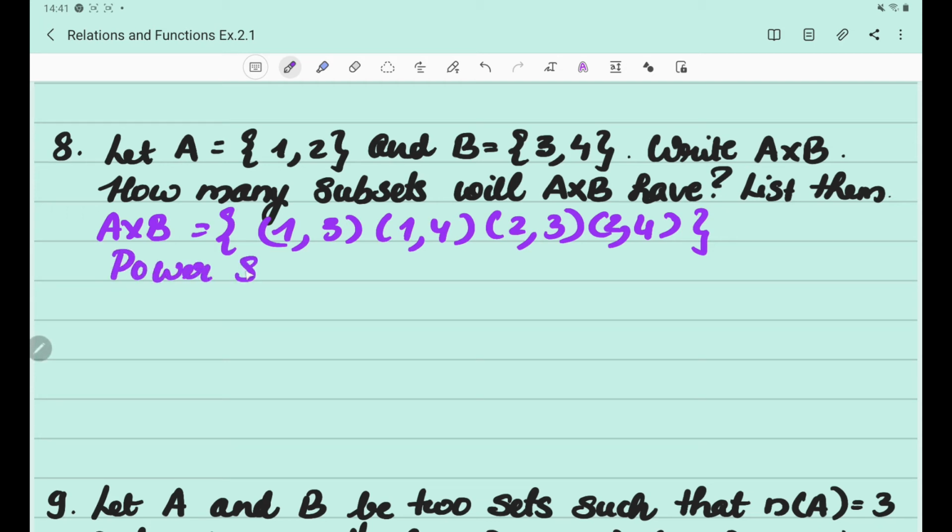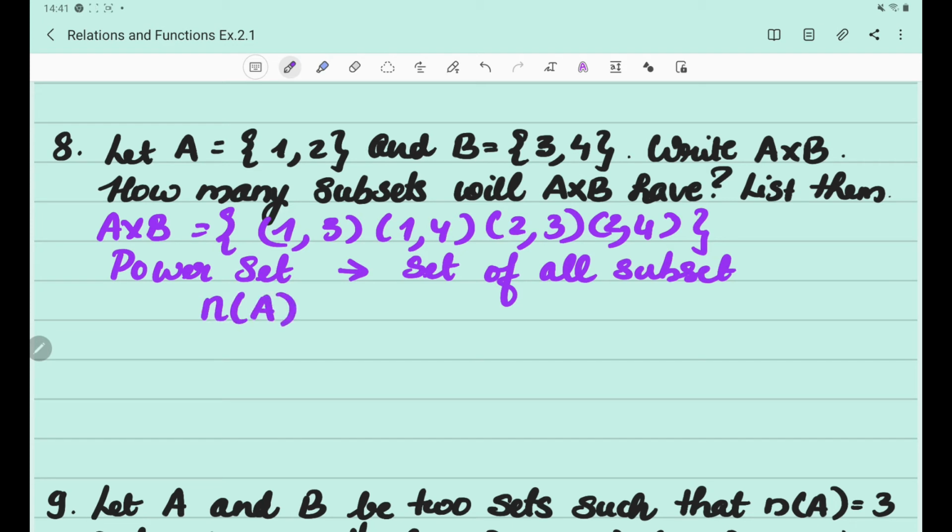So what is a power set? It is actually the set of all subsets. Now let's consider that there is a set A and the number of elements of the set is B, then the total number of elements in the power set will be n of P of A is equal to 2 raised to B. This is already given in the chapter Sets. Please refer to the chapter Sets if you have any doubts on this.